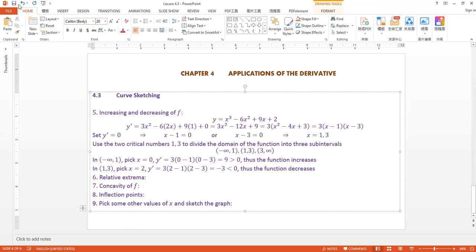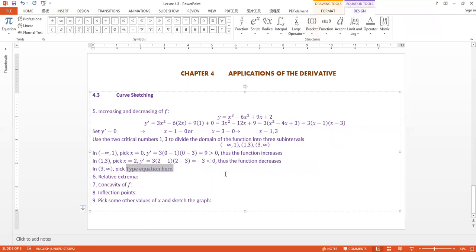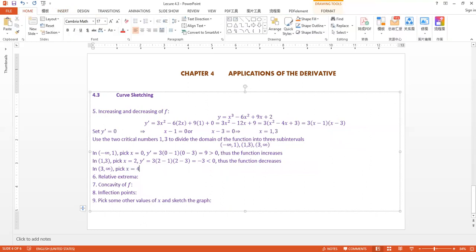So that's the second subinterval. Now we have to do the third subinterval from 3 to infinity. So again, just pick a number x between 3 and infinity. This time we can pick 4, for example. Then just calculate y prime and see what happens.